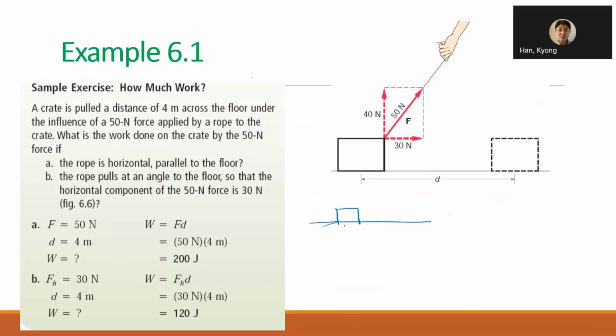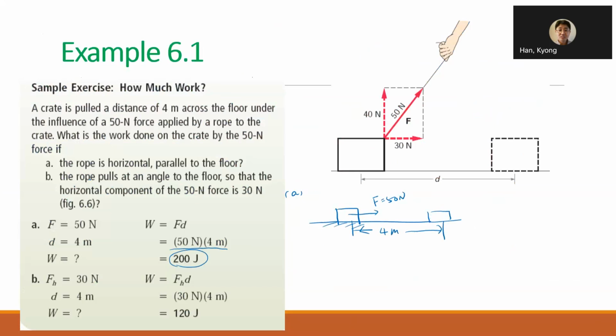In this case, only this component contributes to the work. F is equal to 50 Newton. In question A, how much did the crate move? Just 4 meters. In this case, we can simply multiply 50 Newton times 4, so 200 joules of work is done by the force.